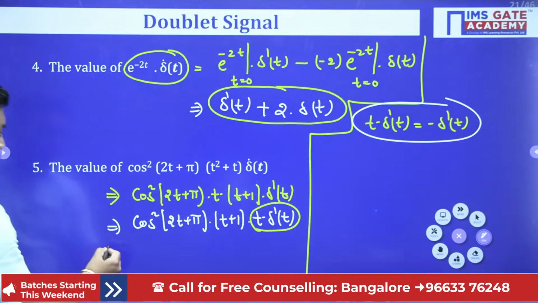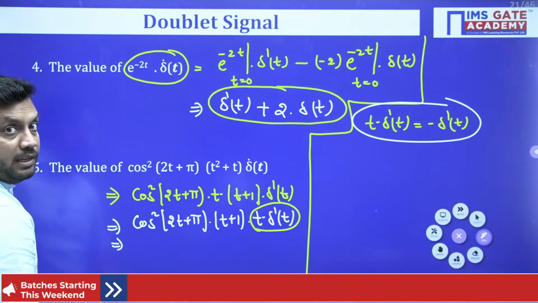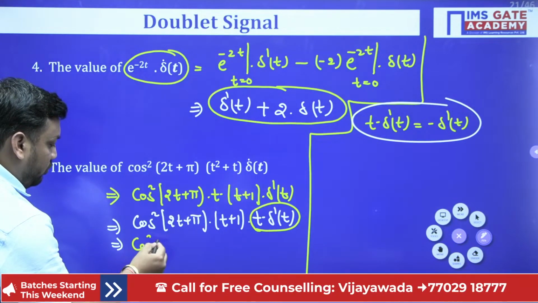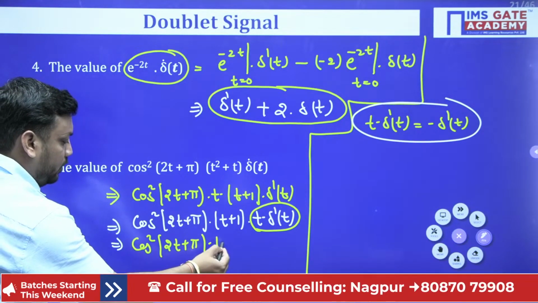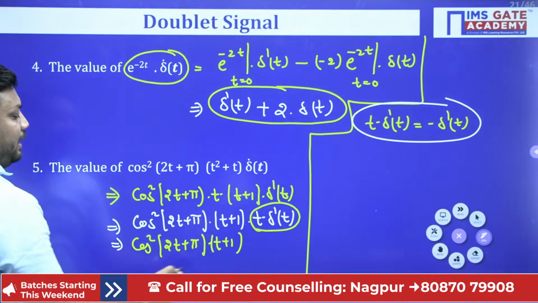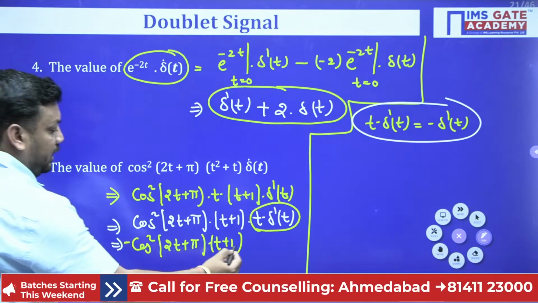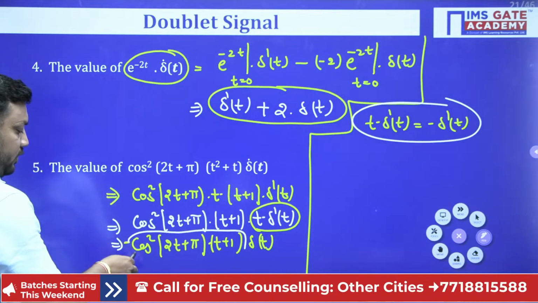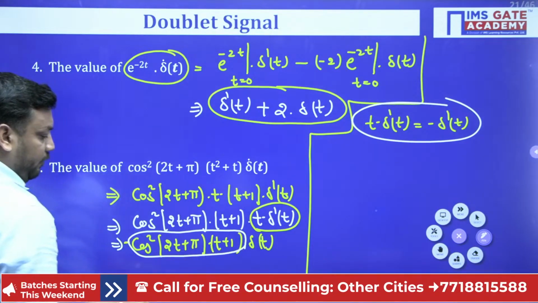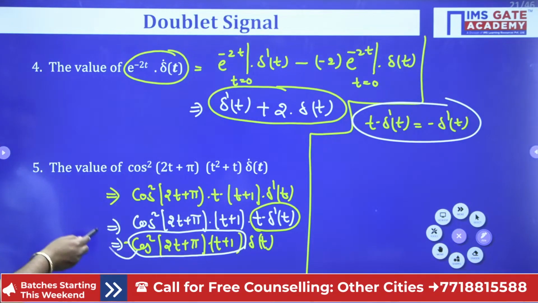Just apply the property. When you apply the property, I think this part is visible to you. So ultimately you should write cos square (2t plus pi) into (t plus 1). t del dash t is nothing but minus sign with del t. Now it is completely working as an f(t). So f(t) into del t is nothing but f(0) del t.